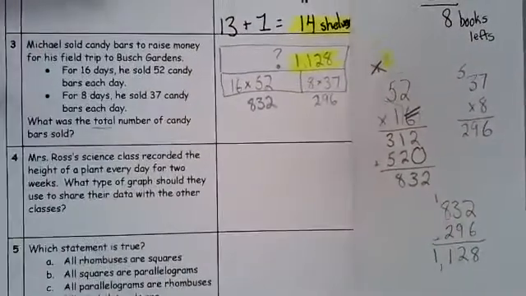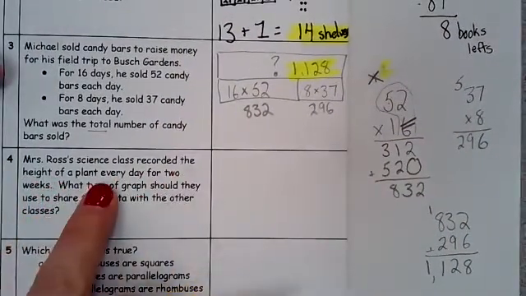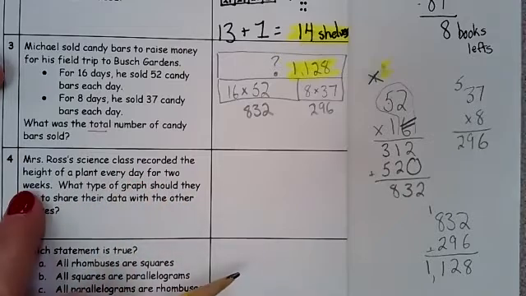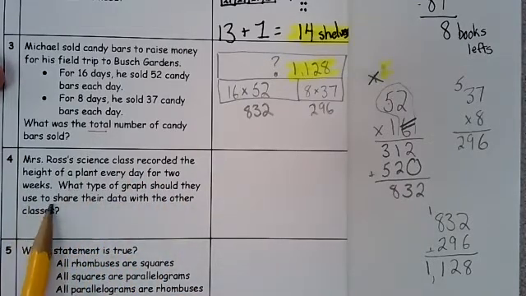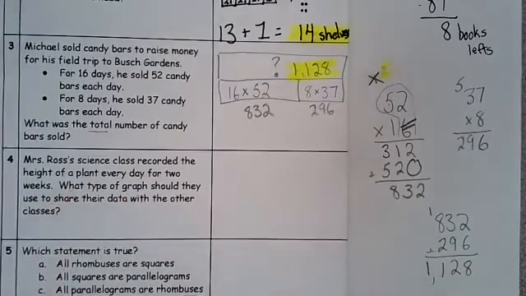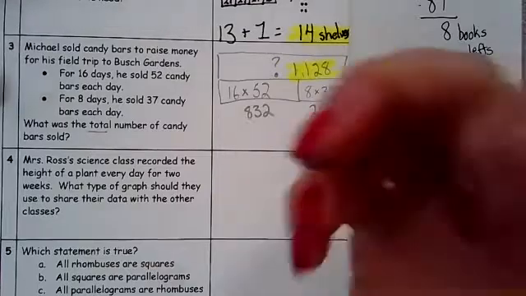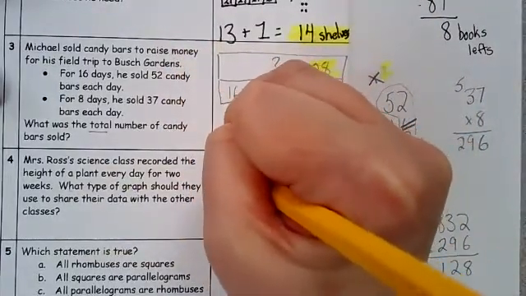All right. Next one, Miss Ross's science class recorded the height of a plant every day for 2 weeks. What type of graph should they use to share their data with the other classes? So this is every day for 2 weeks. How many days is that? That's 14 days, right? So day one, day 2.